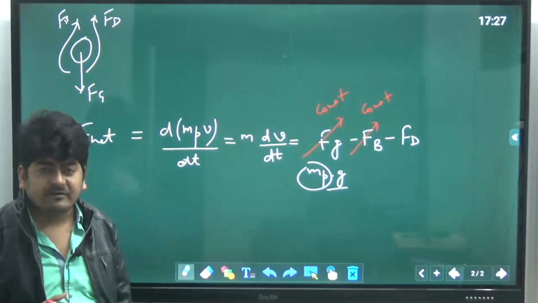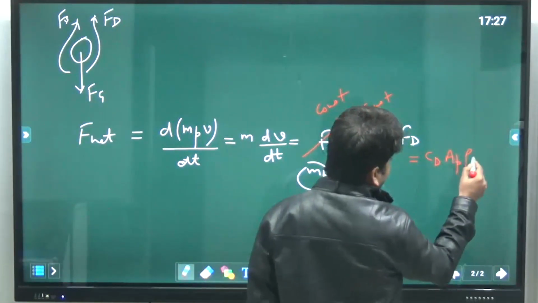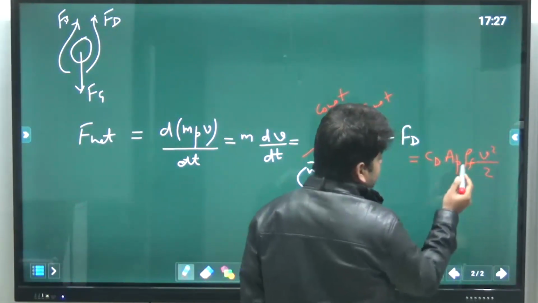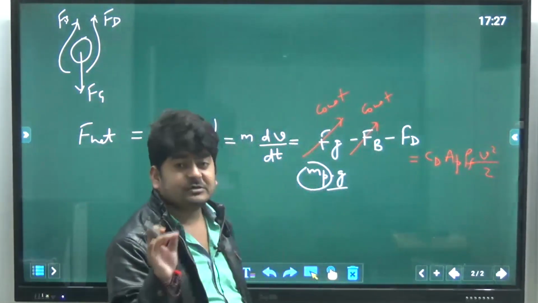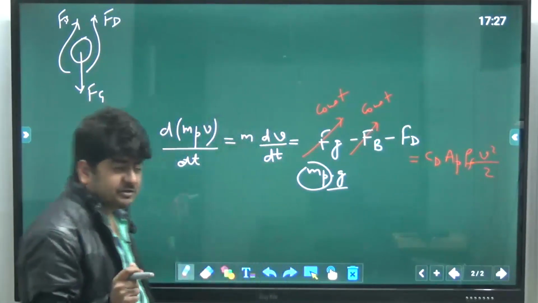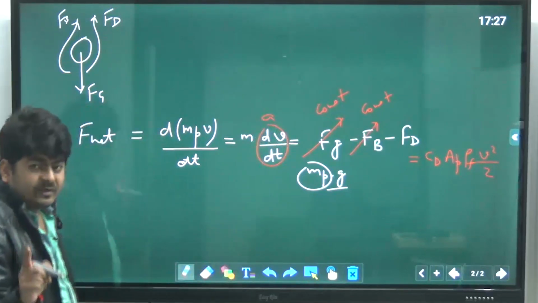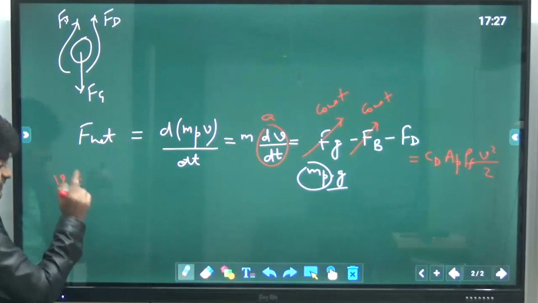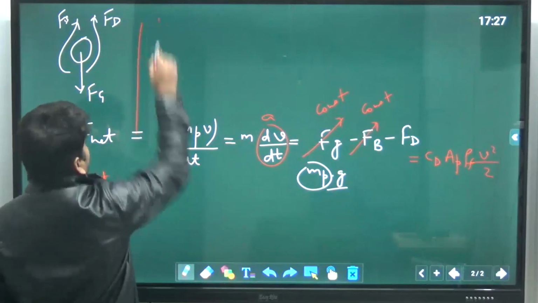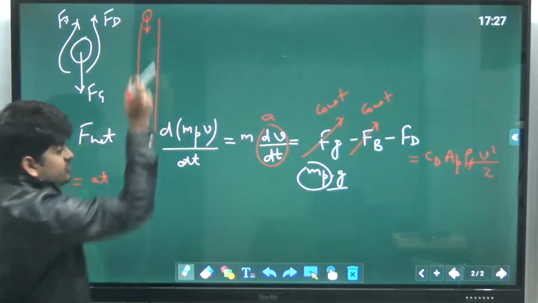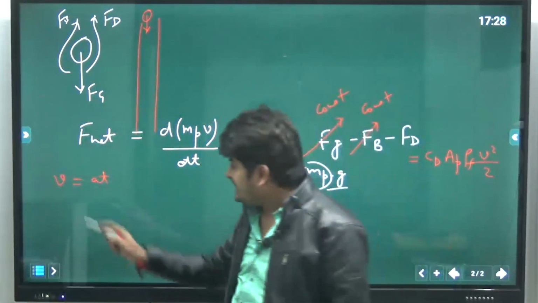What about the drag force? We know that drag force is equal to CD AP rho f v square by 2. So AP is the projected area, obviously, rho f is the density of fluid, constant, v is the velocity of the particle in the fluid, meaning the relative velocity. And here dv by dt is the acceleration. We know from the first equation of motion, if free falling is there, v will be equal to at. So in the column, when the particle just starts to settle, when the particle is starting its journey, u will be 0, v is equal to at.